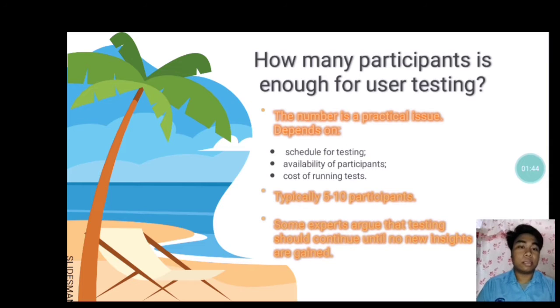Cost of running the test. Recruiters generally charge a fee for each participant successfully recruited. A successful recruit is one that meets the criteria, appears for testing, and is able to complete the test. A good recruiter will screen, schedule, and remind the participant about the test appointment to assure all the recruits are successful. Typically, 5 to 10 participants are needed in a test. Some experts argue that the testing should continue until no new insights are gained.